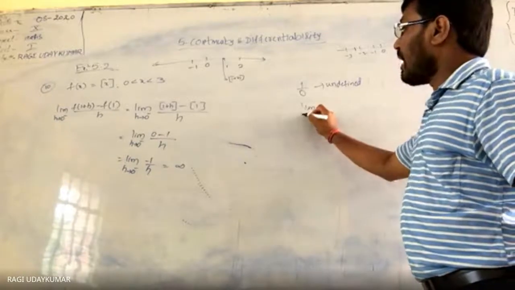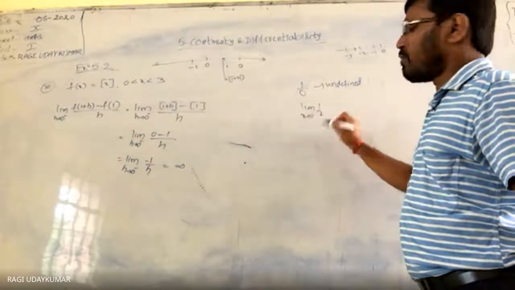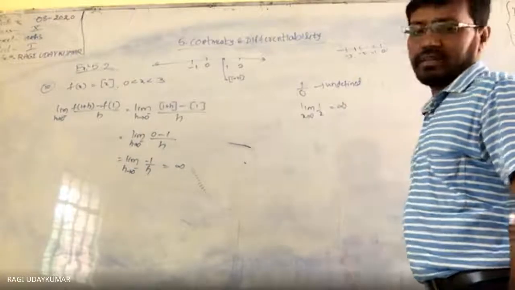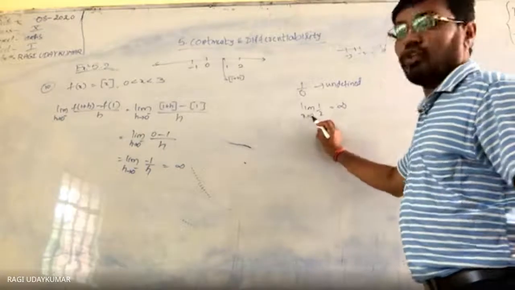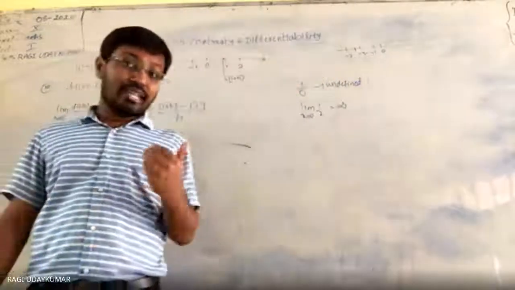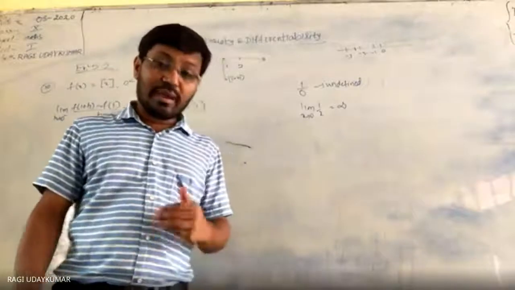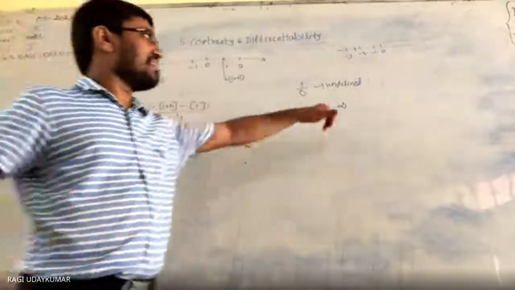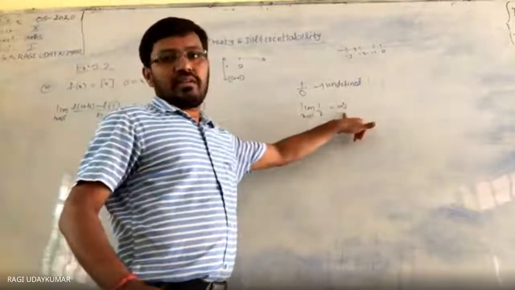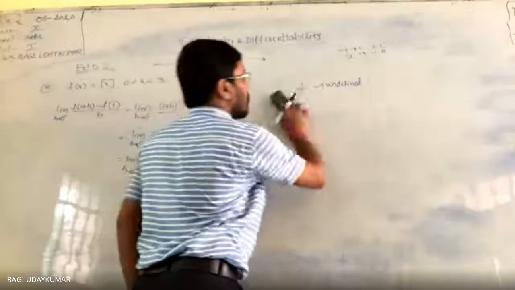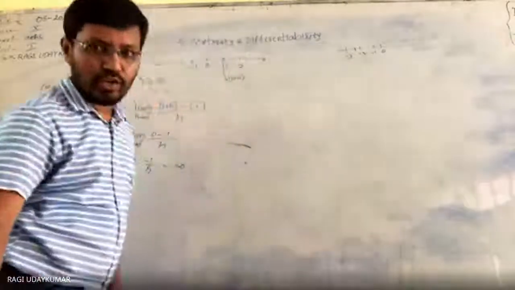If you say limit x tends to 0 of 1 by x is equal to infinity, it is because x is approaching 0, going near 0, so what is the value of 1 by x? It will be a very big number. A very big number is represented as infinity. In the same way here also you are going to get infinity. So next, in the same way, consider the right hand limit.